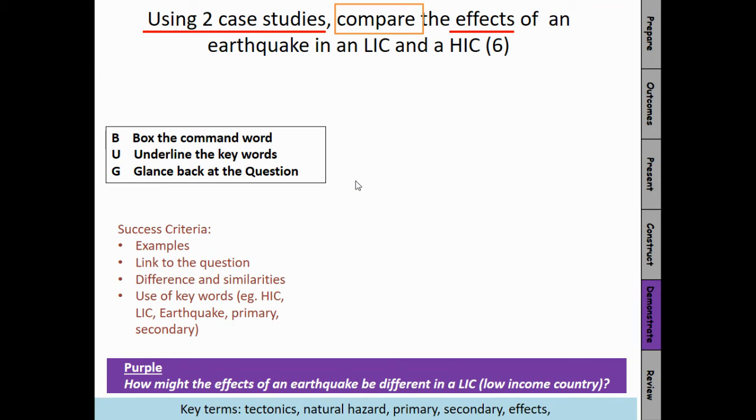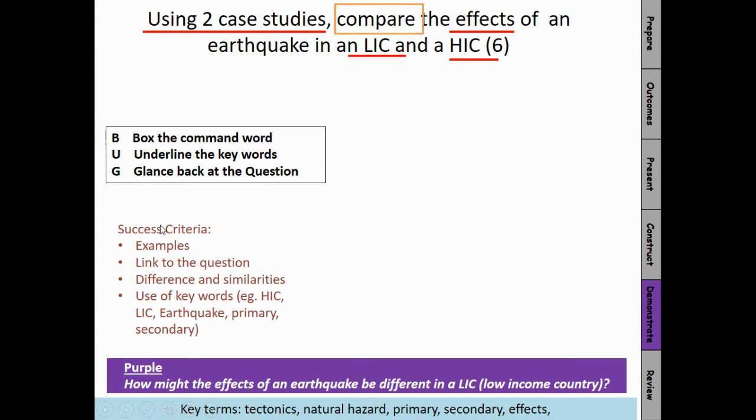Effects, we're not talking about causes and we're not talking about how they respond. We are talking about the effects, so the primary and the secondary effects. And then we've got LIC and HIC. So this is where you can look at using your command word to look at the differences and the similarities between these 2 types of country.